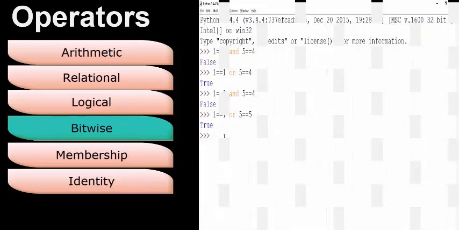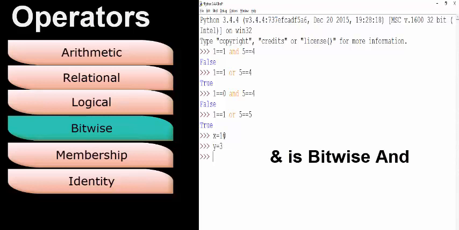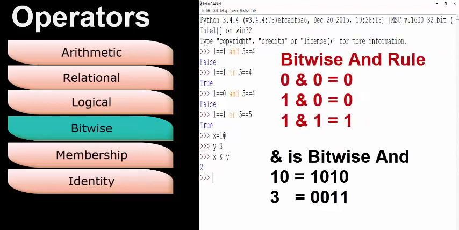X is equal to 10, Y equal to 3. Ampersand is the bitwise AND operator. Binary value for 10 is 1010 and 3 is 0011. The operator rule for bitwise AND is if both values are 1, then only the result is 1, otherwise it's 0.